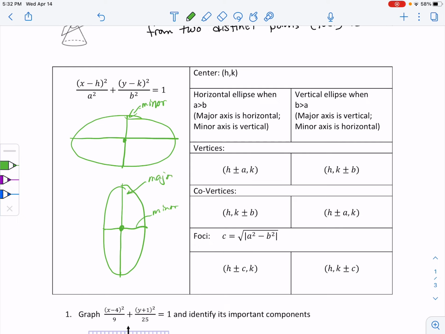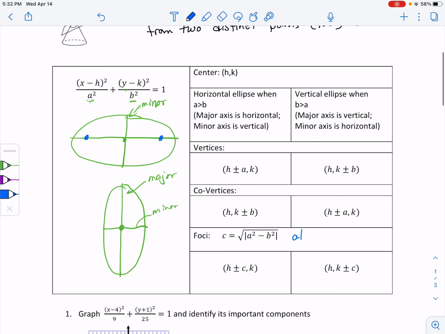How do you tell the difference? Whichever's bigger. If the a is bigger, it's under the x, it's longer in the x direction. If the b is bigger, it's under the y, and it's longer in the y direction. That's how you know. The foci are always on the major axis, inside the ellipse. Okay, if you do your calculation and end up with a foci out there, you did something wrong. They got to be inside, all right?